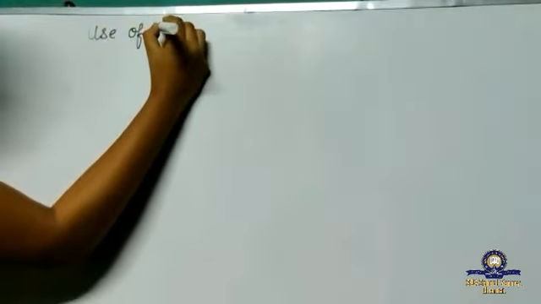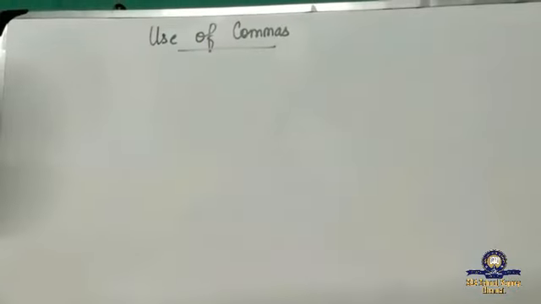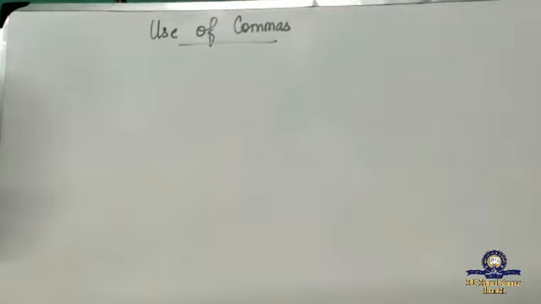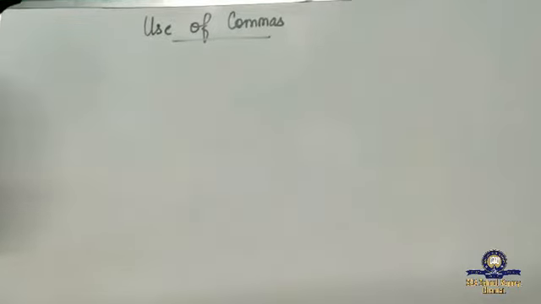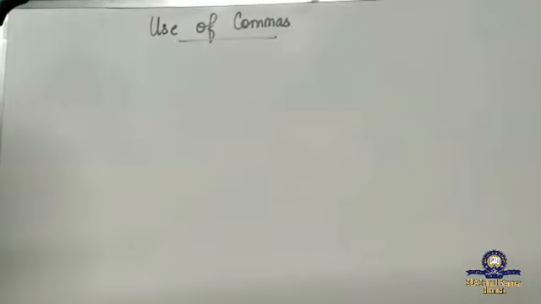Next, we'll move on to the use of commas in the Indian and international systems. Why do we use commas in between the numbers? Do you have any idea why we use commas in between the numbers? Because it would be easier to give the number name for the number. That is why we use commas in between numbers.